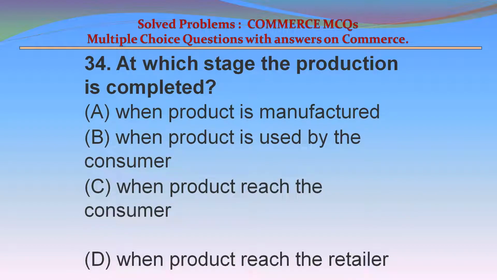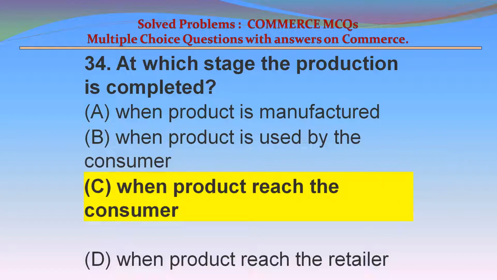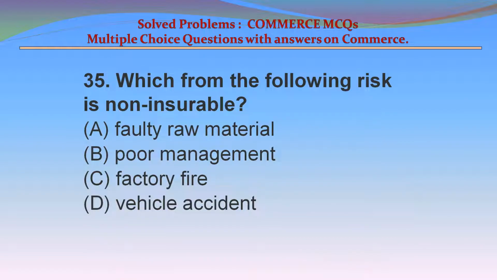34. At which stage is the production completed? Option A, when product is manufactured. B, when product is used by the consumer. C, when product reaches the consumer. D, when product reaches the retailer. Answer C, when product reaches the consumer.